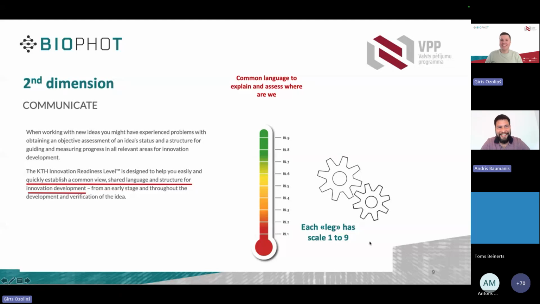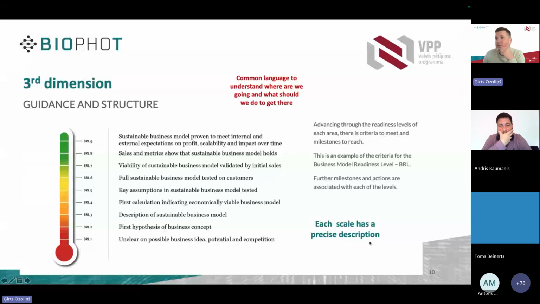Okay, so yeah, and the third dimension is basically to give guidance and structure on what we need to do in order to increase the readiness level in all these 6 legs or 6 dimensions that the innovation readiness level concept has.